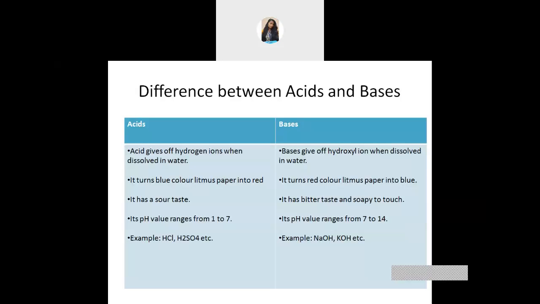Some examples of acids, and there are so many acids in your laboratory and our surroundings, are hydrochloric acid, sulfuric acid, acetic acid, lactic acid. And bases: some examples are sodium hydroxide and potassium hydroxide. Now, come to examples of neutral.